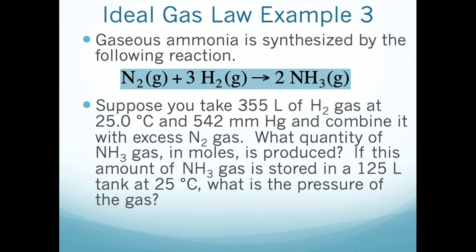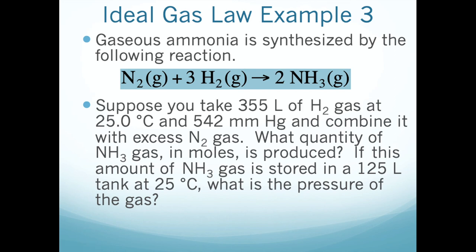All right, here we have a stoichiometry problem, right? You can tell this is a stoichiometry problem because they're giving you a balanced equation, and they're giving you information about one chemical and asking you information about another. Notice this question gives you information about hydrogen. They give you a volume of hydrogen, they give you the temperature, they give you the pressure, and they're asking you about ammonia. So that alone should tell you that this is a stoichiometry problem.